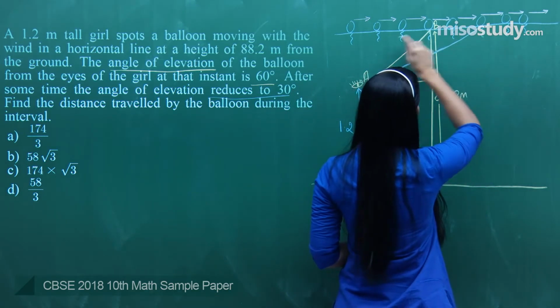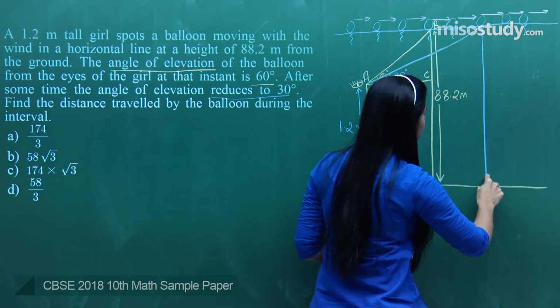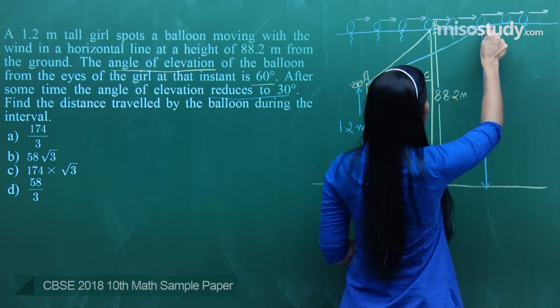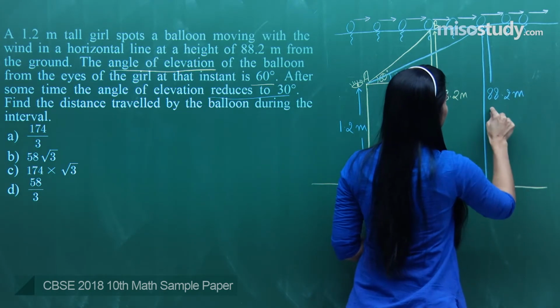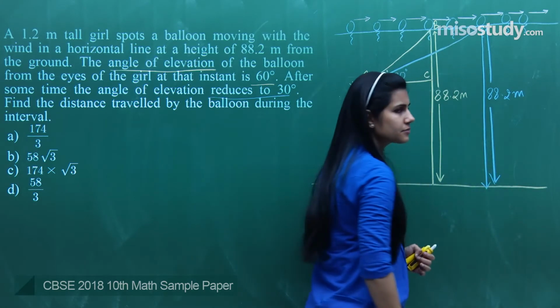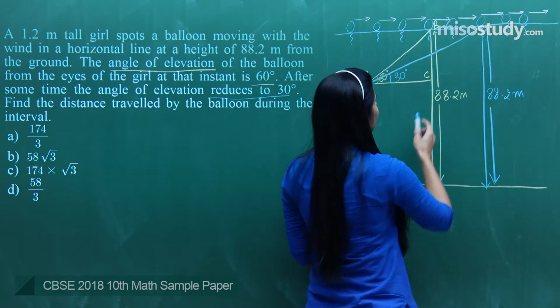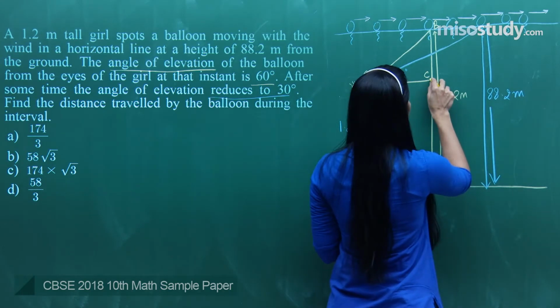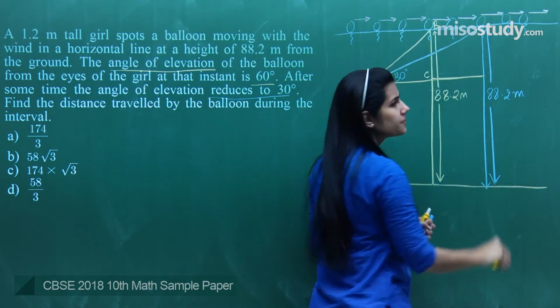Still, do not forget, because the balloon is moving in a straight horizontal line, the height remains the same, which is 88.2 meters. Height remains the same. Okay, and so after some time, I don't know how much time, the angle of elevation reduces to 30 degrees.